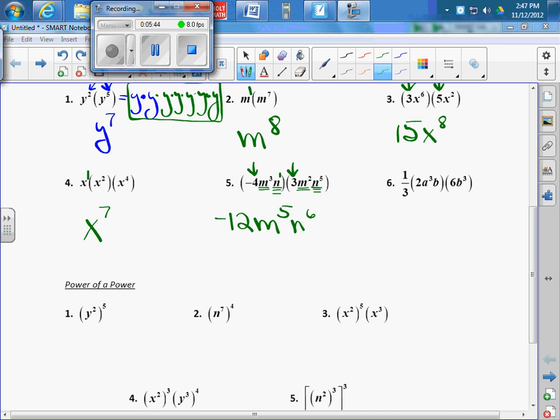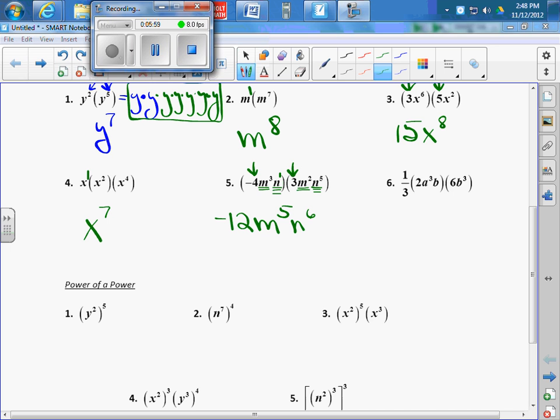And of course, the m's are like bases, the n's are like bases. So I take each of those exponents and add the exponents of the m's. I get m to the fifth. Add the exponents of the n's, and I get n to the sixth.